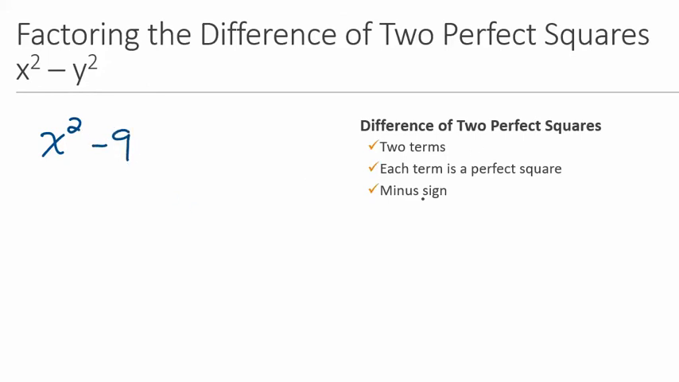So here's the checklist. Do we have two terms? Do we have basically a binomial? Yes, we do. We have x squared as a term, and we have 9 as a term. Is each term a perfect square? Yes, it is. This first term is x times x, and this second term is 3 times 3. Is there a minus sign between them? Yes, there is. So we have the difference of two perfect squares.